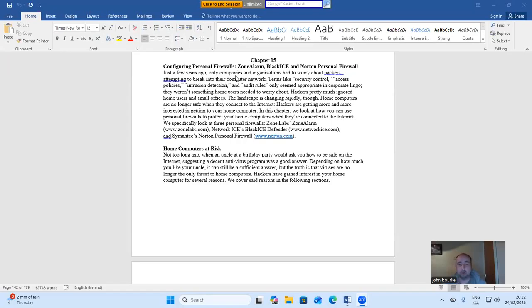Just a few years ago, only companies and organizations had to worry about hackers attempting to break into their computer network. Terms like security control, access control policies, intrusion detection, and audit policies only seemed appropriate in corporate lingo. They weren't something home users needed to worry about. Hackers pretty much ignored home users and small offices. The landscape is changing rapidly, though. Home computers are no longer safe when they are connected to the internet. Hackers are getting more and more interested in getting into your home computer.